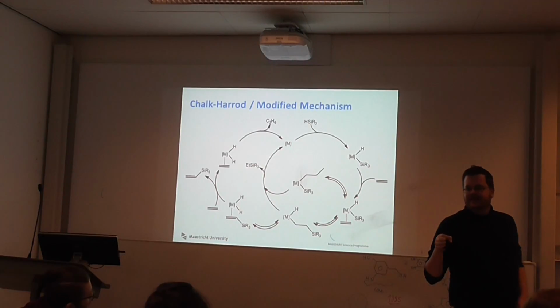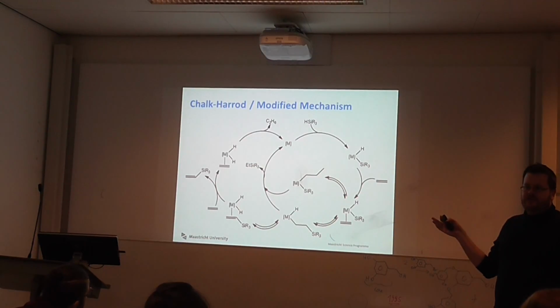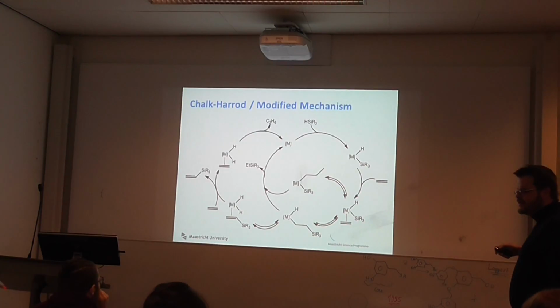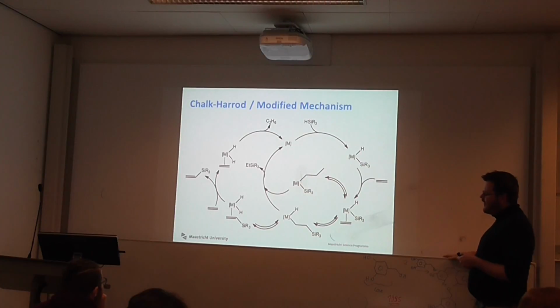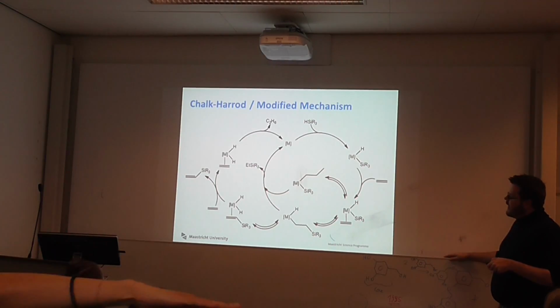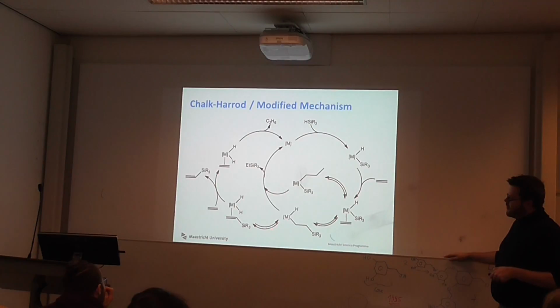And the great thing is, I'm not even going to go over this, because you can actually look at this and figure it out, I think by now for yourself, what's happening in each of these steps, right? Can I say that with confidence? Well, let's do it together. Maybe we should, just to see if I'm right. All right, this is the Chalk-Harrod mechanism. Okay, this is the Chalk-Harrod mechanism here, essentially. Let's now go into this cycle here, this competitive cycle. What's happening here? Beta hydride elimination, yes. And what's happening here?